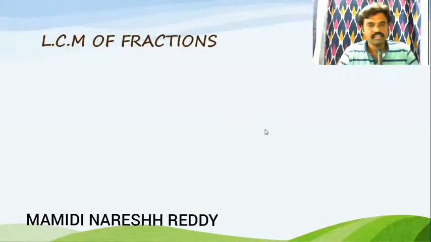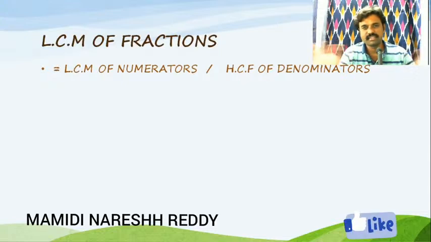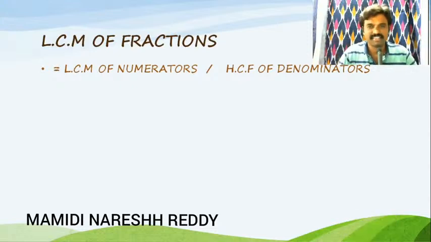The formula is nothing but the LCM of numerators by the HCF of denominators. Got the point? You might know fraction means nothing but numerator by denominator. Just find the LCM of numerators and the HCF of denominators and divide them. Divide the LCM of numerators by the HCF of denominators, then you will get the LCM of fractions. Let's see how we can find it by using this formula.